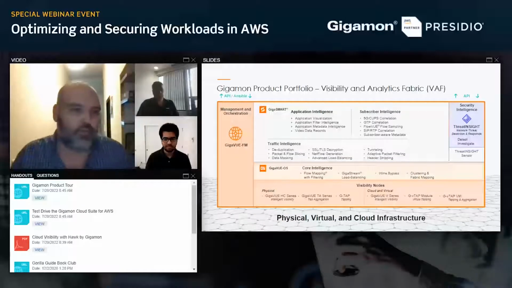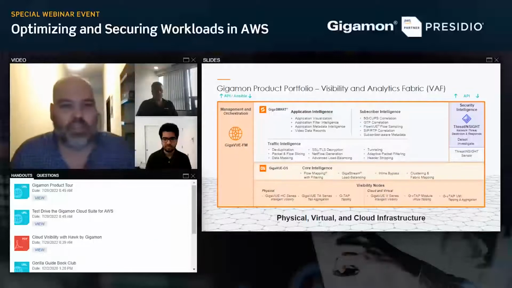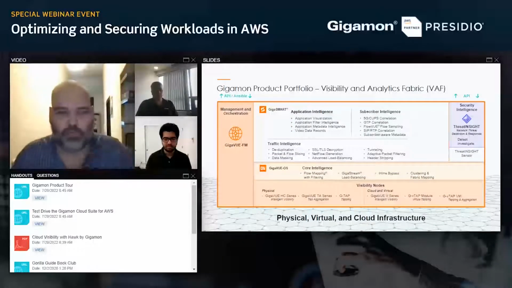I'm sure there's quite a few of you that are attending today. I'm sure you're familiar with us. But really this slide, it's kind of complicated, but I'll go through it quickly. I mean, from the bottom up, right?